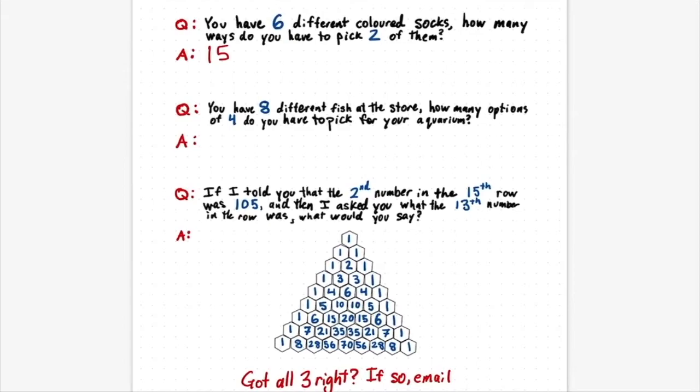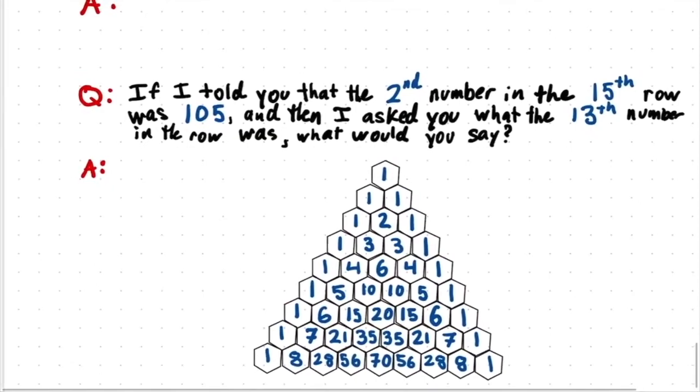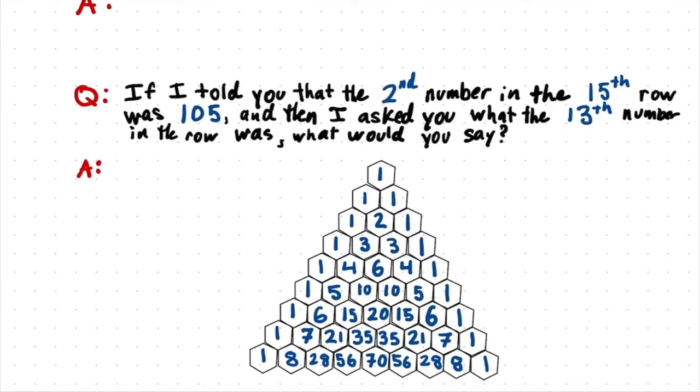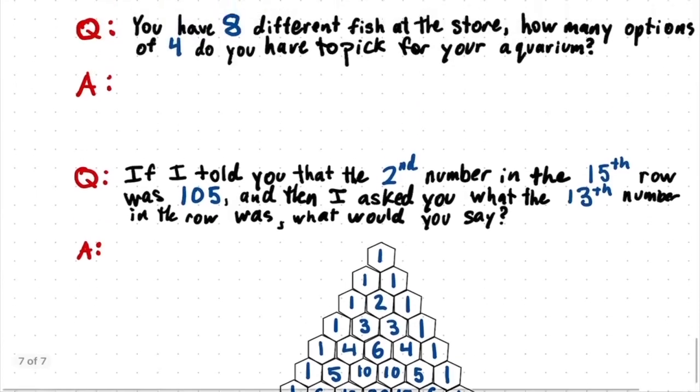You have 8 different fish at the store. How many options of 4 do you have to pick for your aquarium? So you go down to the 8th row right here. This is the 8th row, and we can go in 4. So we go 1, 2, 3, 4, and there we have it. Our answer is 70. That's a lot of different ways to get fish for your aquarium. But there are 70 different ways that you can pick 4 fish from a total of 8 possible fish.